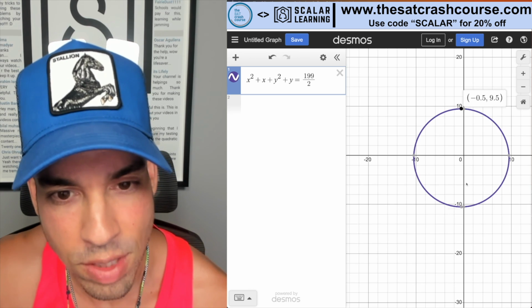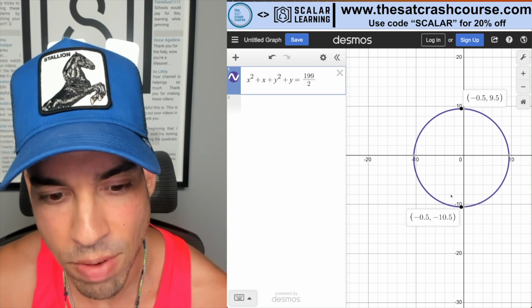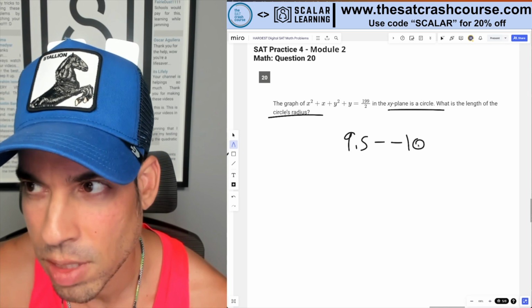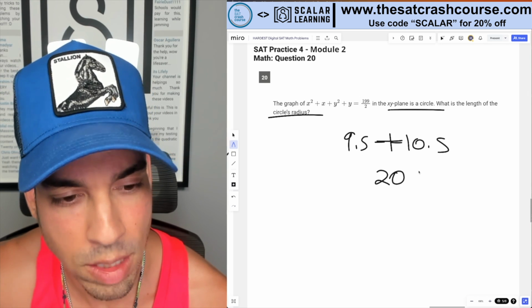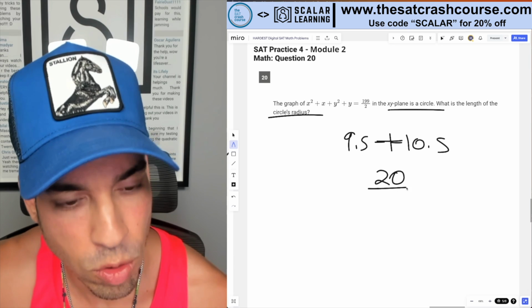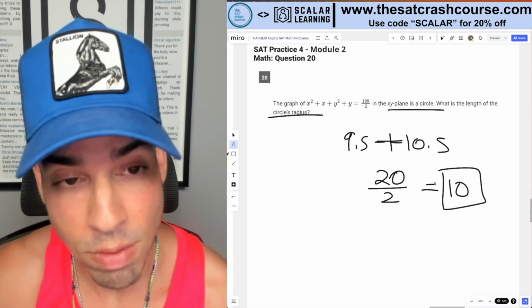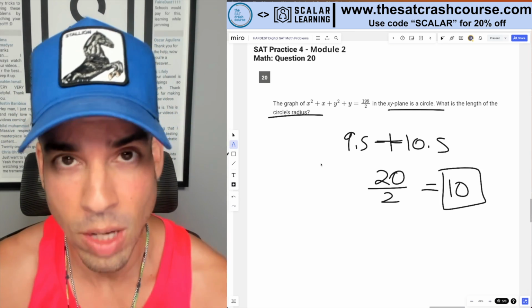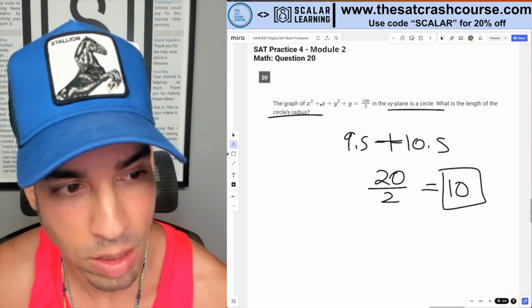So you can kind of see, right? The diameter, at least, is the difference of 9.5 minus negative 10.5. 9.5 minus negative 10.5 is the same as those two added together, which is 20, okay? So if that's the diameter, the radius is half of that, which is 10. That's the best way to do it via Desmos. If you did need to do this by hand, if you're not sure, if you got stumped, remember, you have to put this back into standard form by completing the square, right?